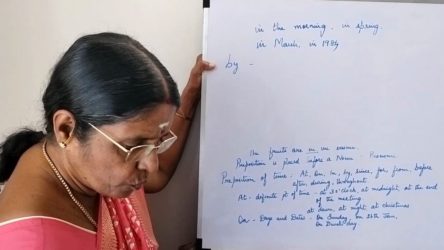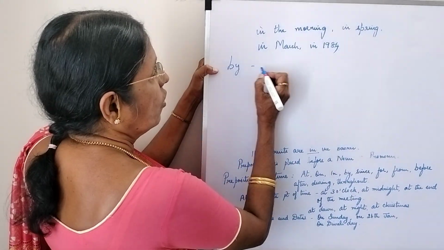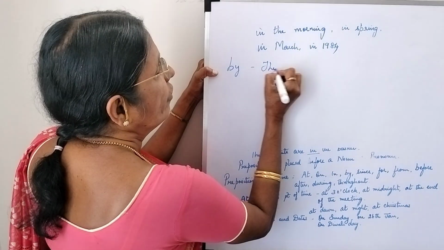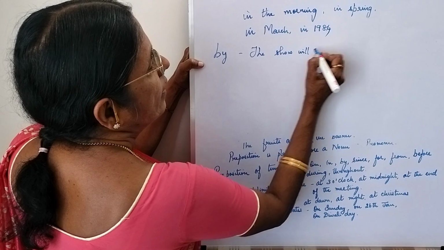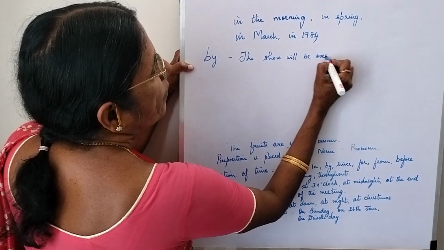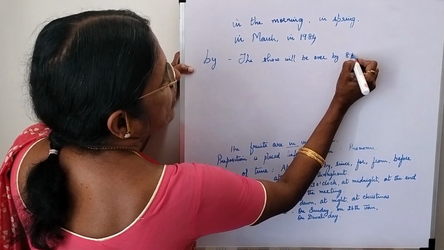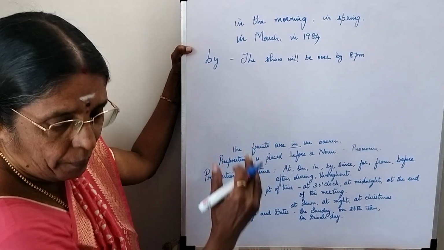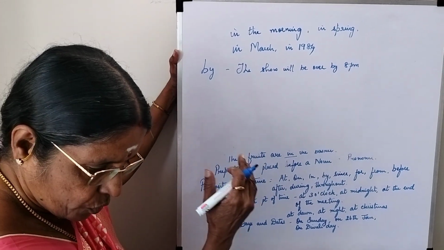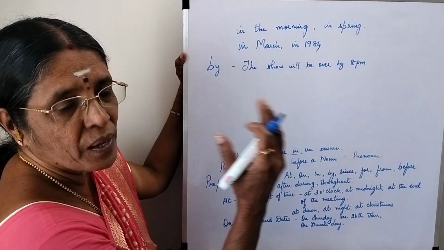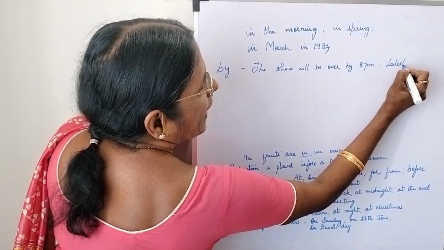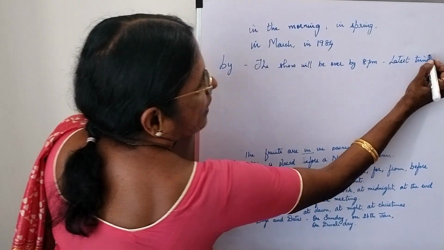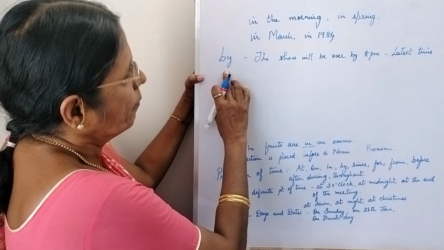By. When do we use by? When we want to tell that the show will be over by 8 p.m. The show will be over by 8 p.m. That is within that time, before that time. When we want to show the latest time by which an action is going to be over, that is the best explanation. Latest time by which an action is going to be over, we say by.